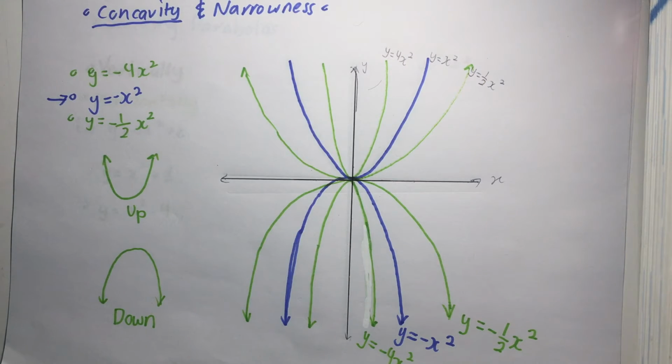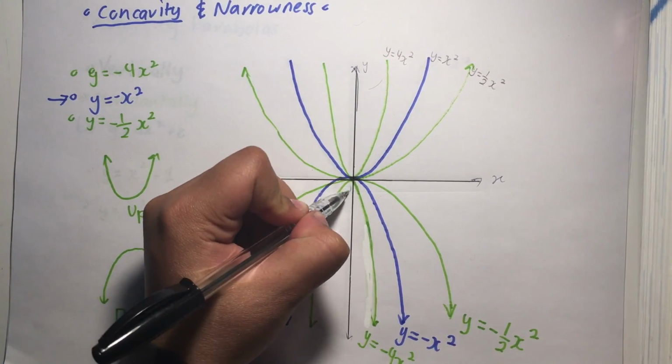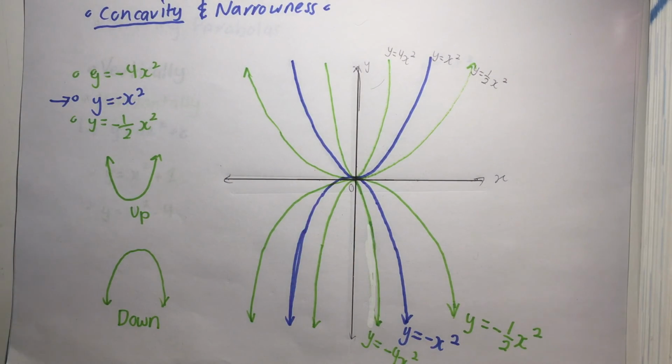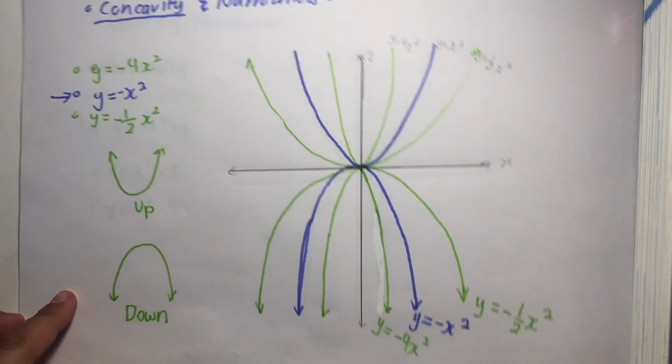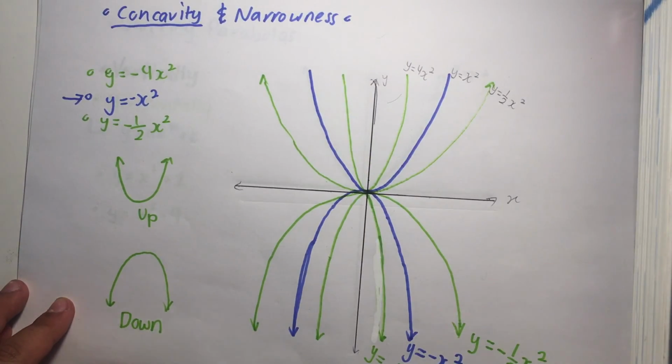In this lesson, all we did was see what would happen if the value of a would change in the equation y is equal to ax squared. So we looked at the concavity of a parabola, but also how narrow the parabola was. With these parabolas, the vertex point is always (0, 0). For the next few lessons, we'll learn how to shift parabolas both vertically and horizontally.